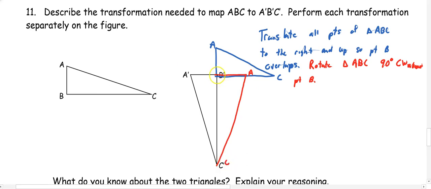And then my last transformation is I need to get it overlapping. So I'm going to say reflect triangle ABC over the segment BC so that it flips onto the other triangle.